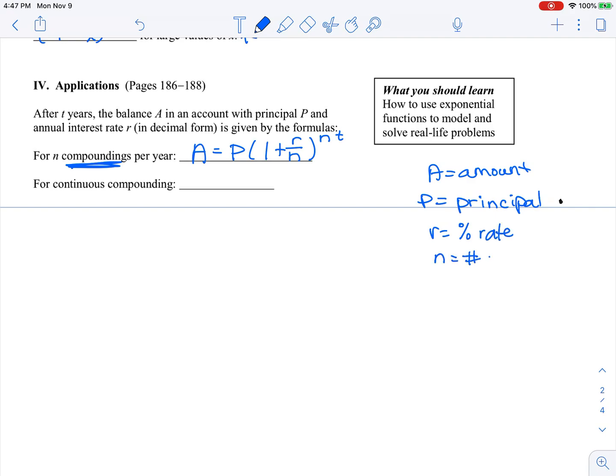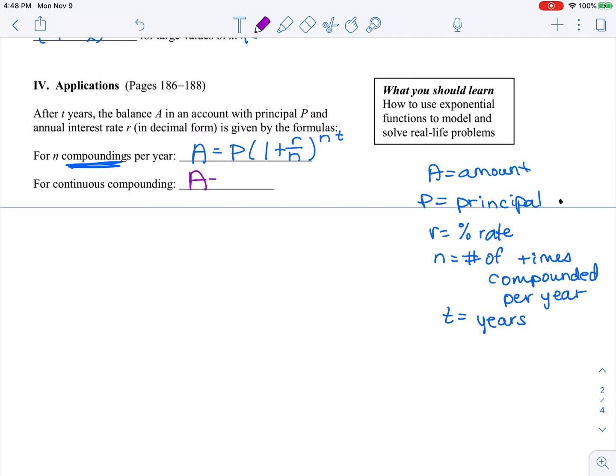r equals the percentage rate in decimal, n equals the number of times that it's compounded per year. So it depends on how many times. If it's monthly, it'd be 12. If it's weekly, it'd be 52. If it was semi-annually, it'd be 2. Okay? And then t equals the amount of years, or time in years, okay?